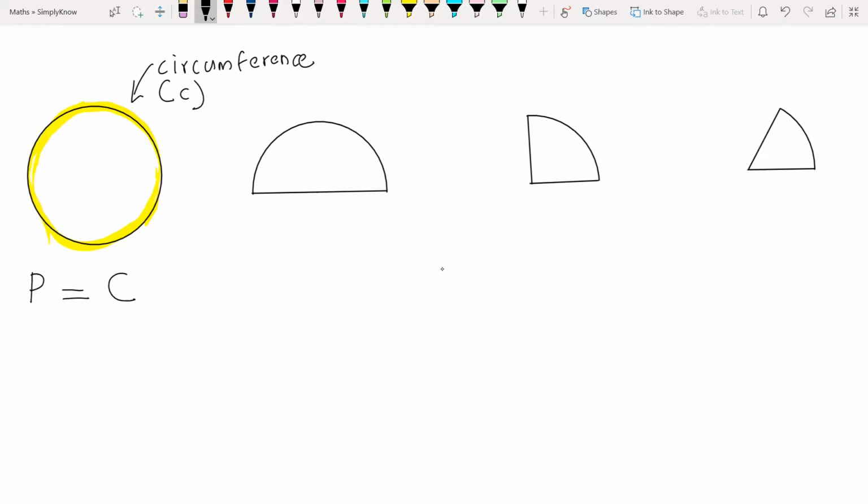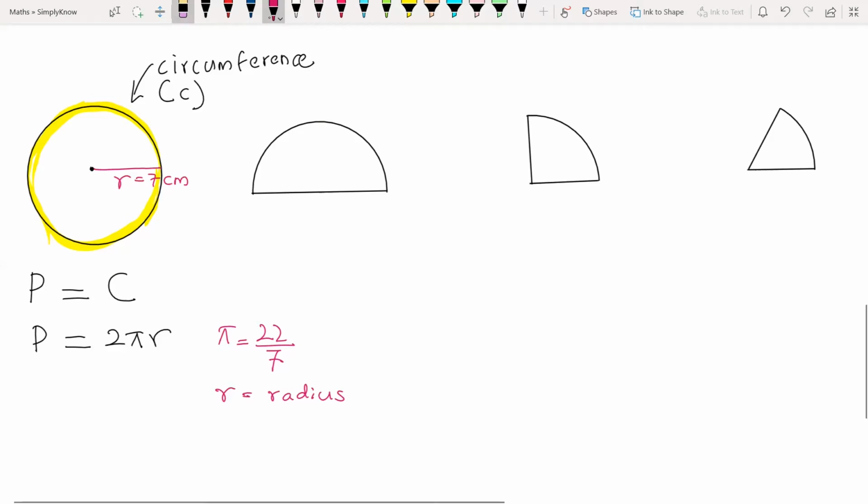And we know that we can find the circumference of a circle using 2 pi r. Therefore, the perimeter of a circle is 2 pi r. Now we know that the pi value is 22/7. And r is radius. And let's say the radius is 7 centimeters. Now, what is the perimeter of this circle?